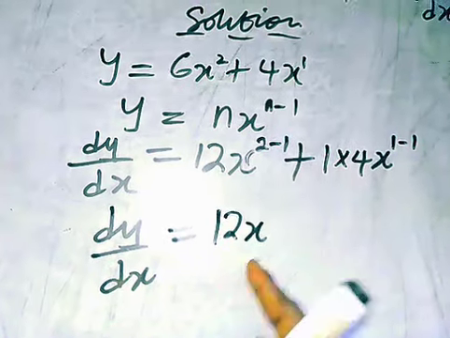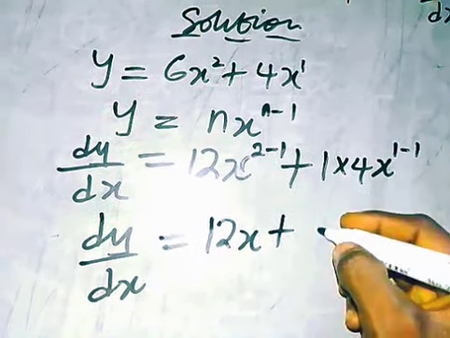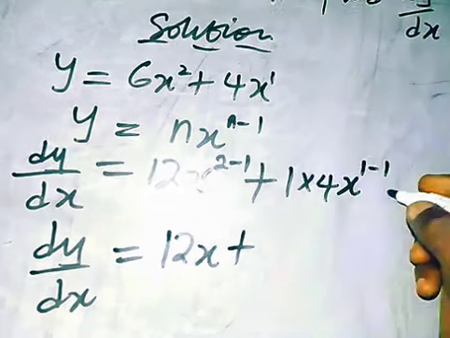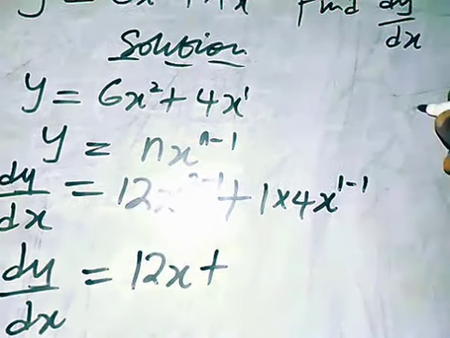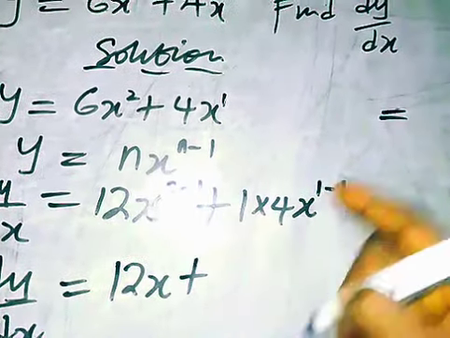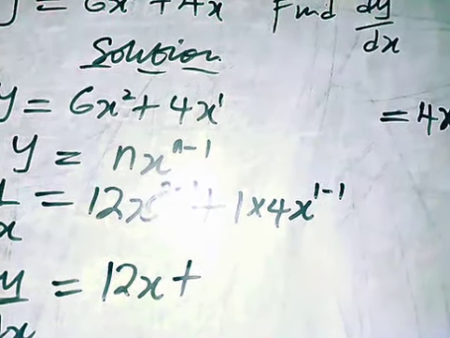We have done with that. You put the plus sign, plus. Now 1 times 4 is 4. Alright, let me try to simplify this place. The whole of this is now becoming 4x to the power of 1 minus 1.